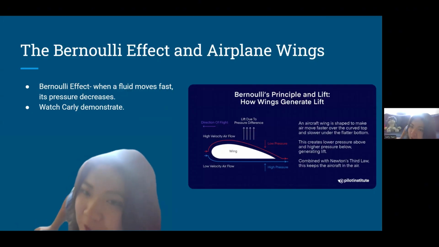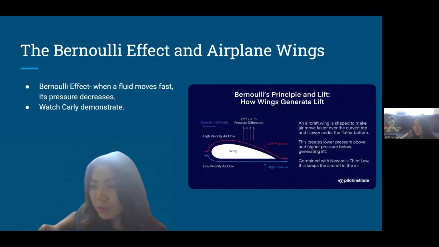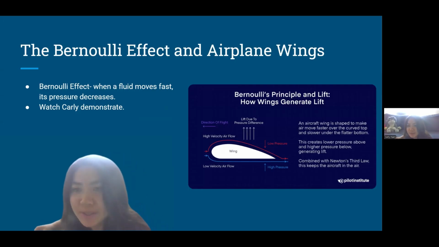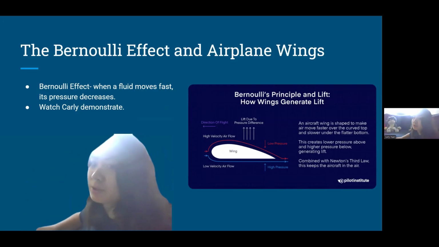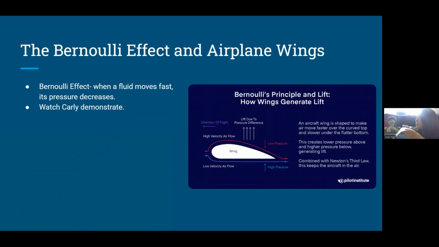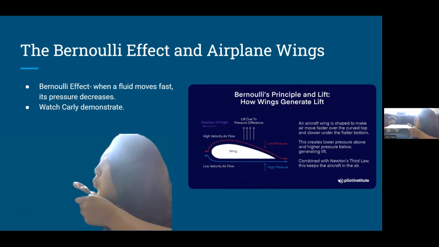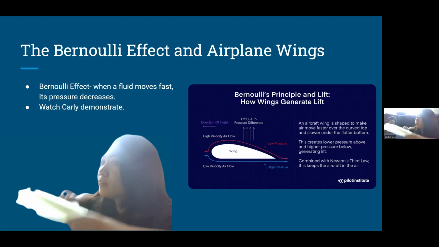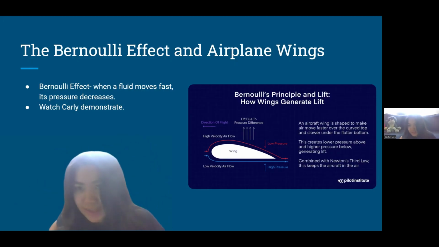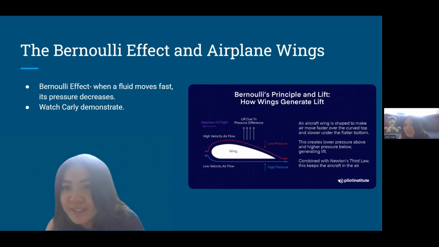Once upon a time, there was this Italian dude called Bernoulli. He was kind of rad. He discovered something called the Bernoulli effect. I'm going to demonstrate what it is right now. And this is what we call the Bernoulli effect. What I wrote here is that when fluid moves fast, pressure decreases. That's the dumb way of saying it.